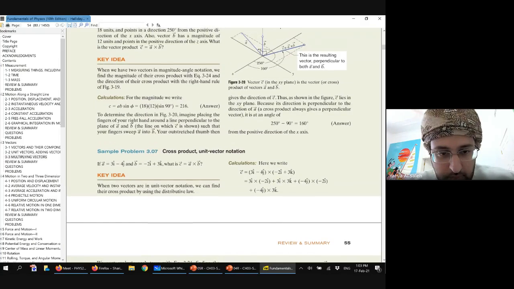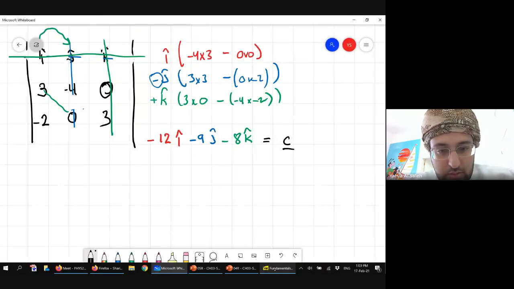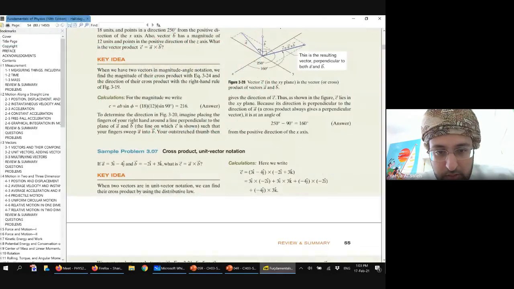Did I copy something wrong? 3i minus 4j, minus 2i plus 3k.